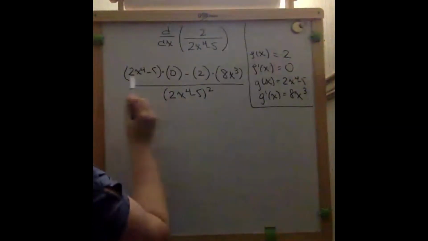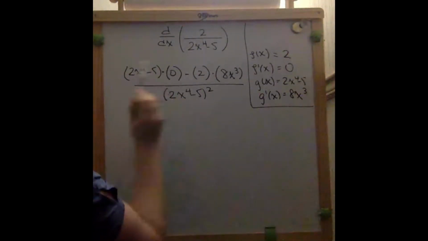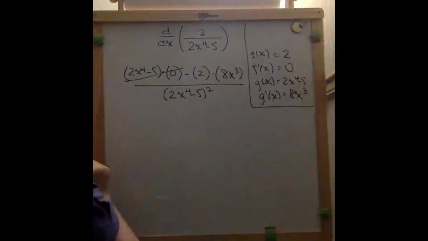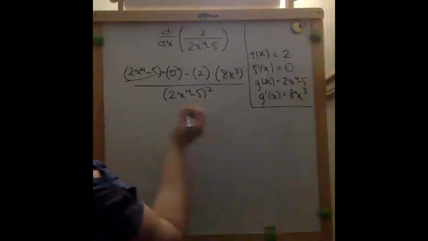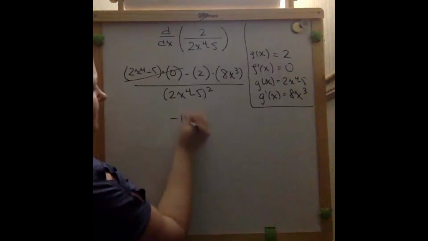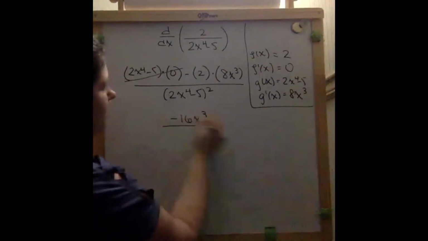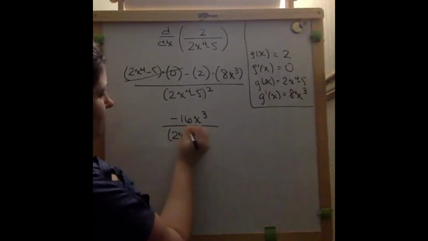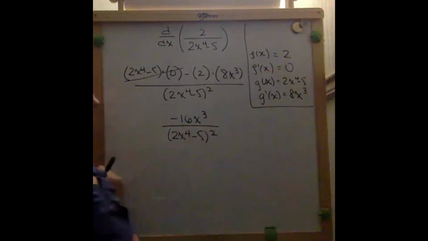Let's clean up this numerator. So I have 2x to the 4th minus 5 times 0. Well, that's just going to go away. Negative 2 times 8x cubed is going to give me a negative 16x cubed, divided by 2x to the 4th minus 5 squared.